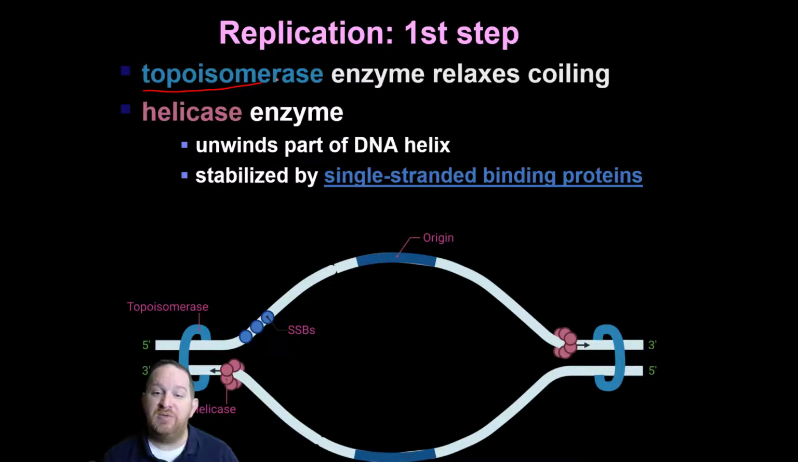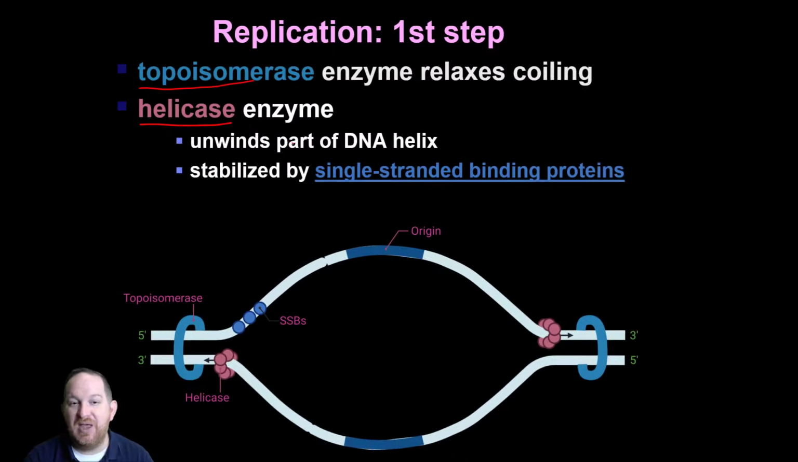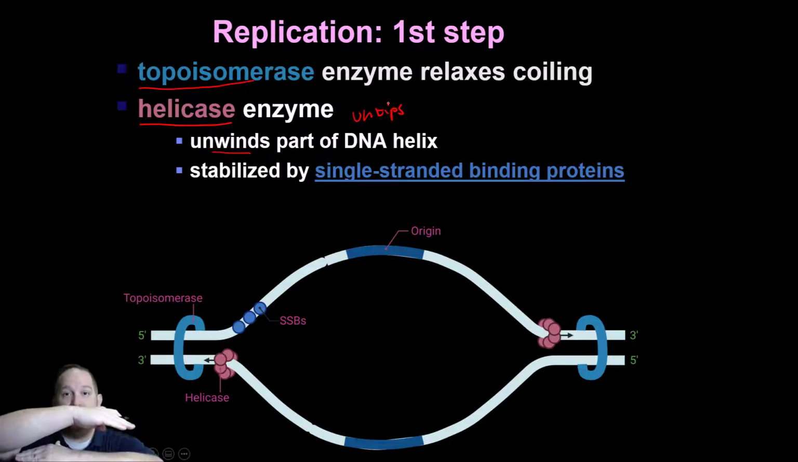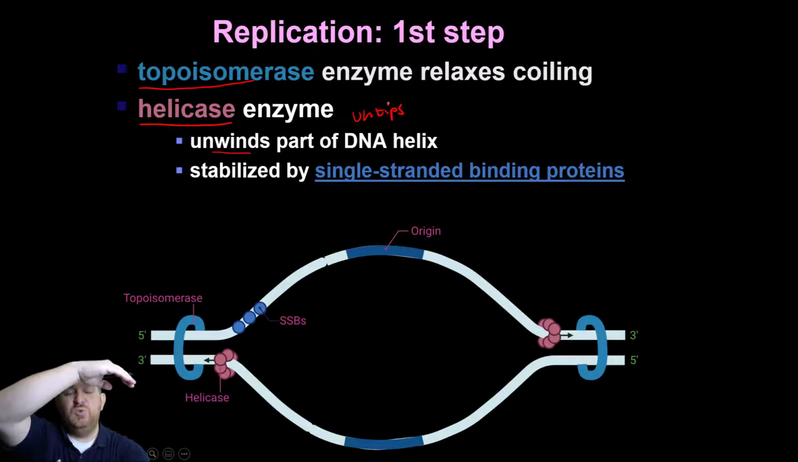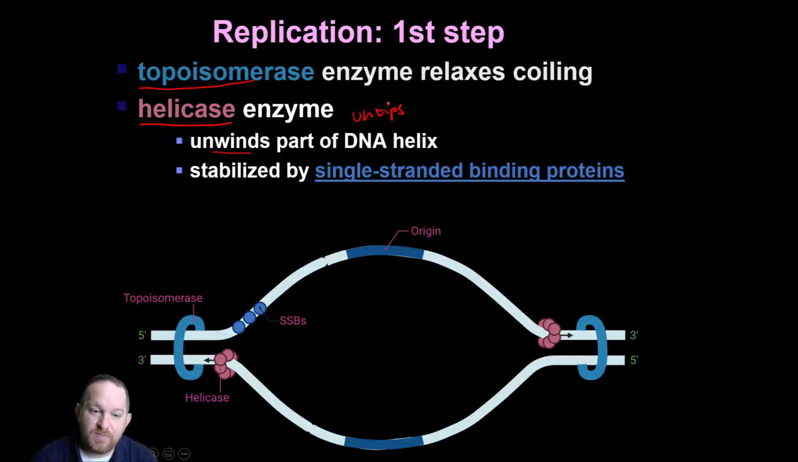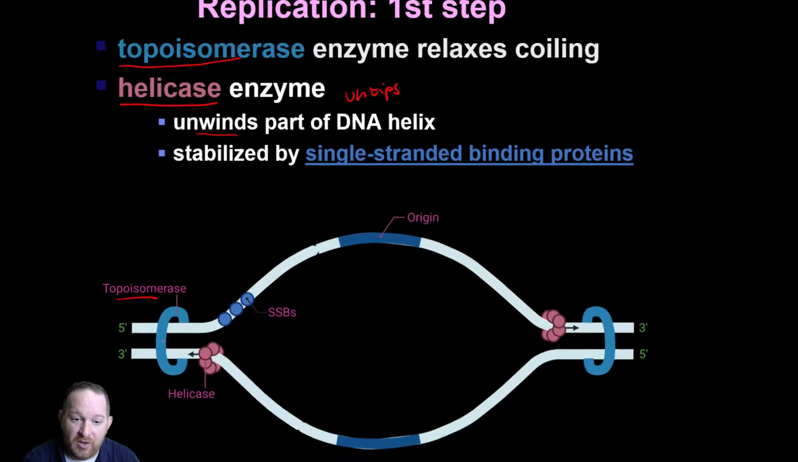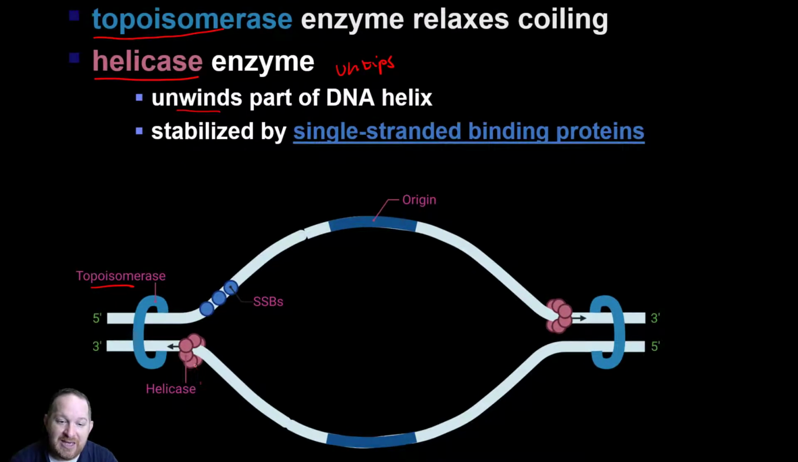You may also remember that DNA is a helix. It's wound around in this helical pattern. So there's an enzyme called helicase that unwinds, or some people say unzips, the DNA, so it goes from 2 and it opens it up, so it's unzipped a bit. So topoisomerase is the enzyme that uncoils, relaxes the coiling. Helicase unzips or unwinds the DNA.